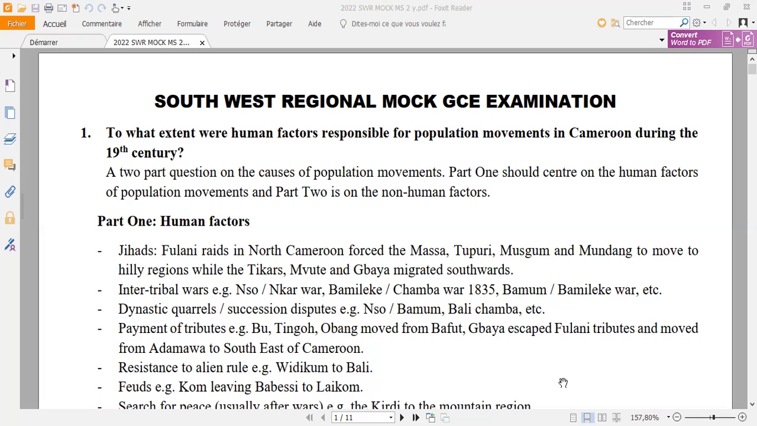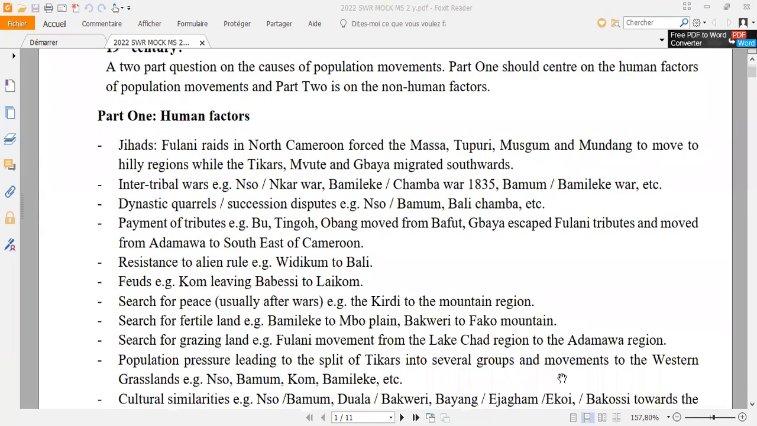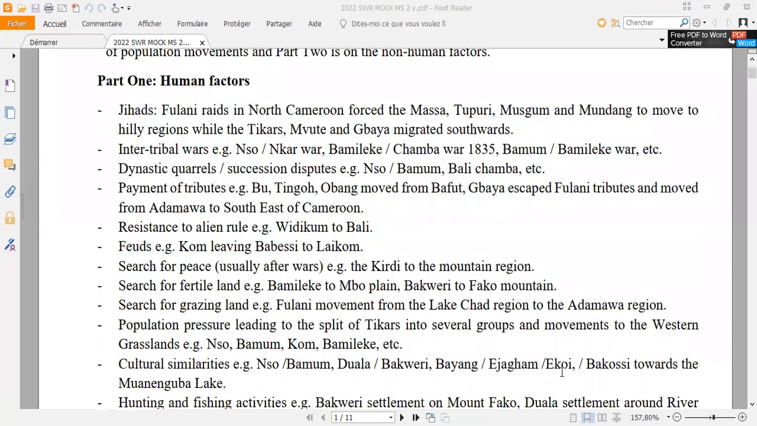You have payment of tribute. Examples of tribes that migrated because of payment of tribute: the Mvute, Tingoh, and Obang, who moved from Bafut, and the Gbaya, who escaped from Fulani tribute and moved from Adamawa to the South East of Cameroon. Then you have resistance to alien rule, for example, resistance to German colonial rule. Examples are the Widikum to Bali, and you also have the Bakweri.